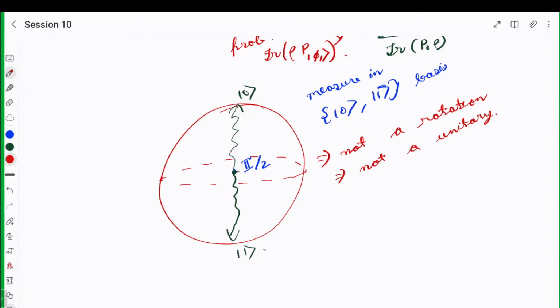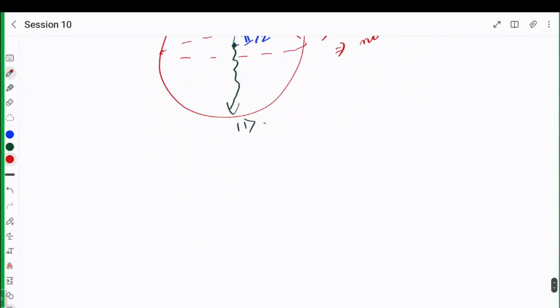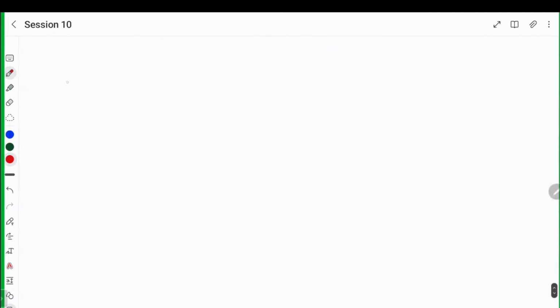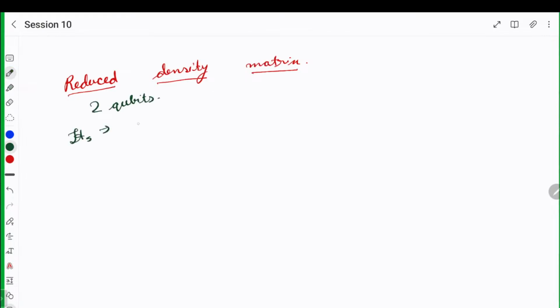Okay, so if not, let's move on to the next topic, and the last topic that we will look at is the reduced density matrix. So let's go back to the system of 2 qubits. If there are 2 qubits, you know that the Hilbert space would be the tensor product of the Hilbert spaces of the individual qubits, so C2 tensor C2. So basically you have 2 qubits here. Let's name them qubit A and qubit B.